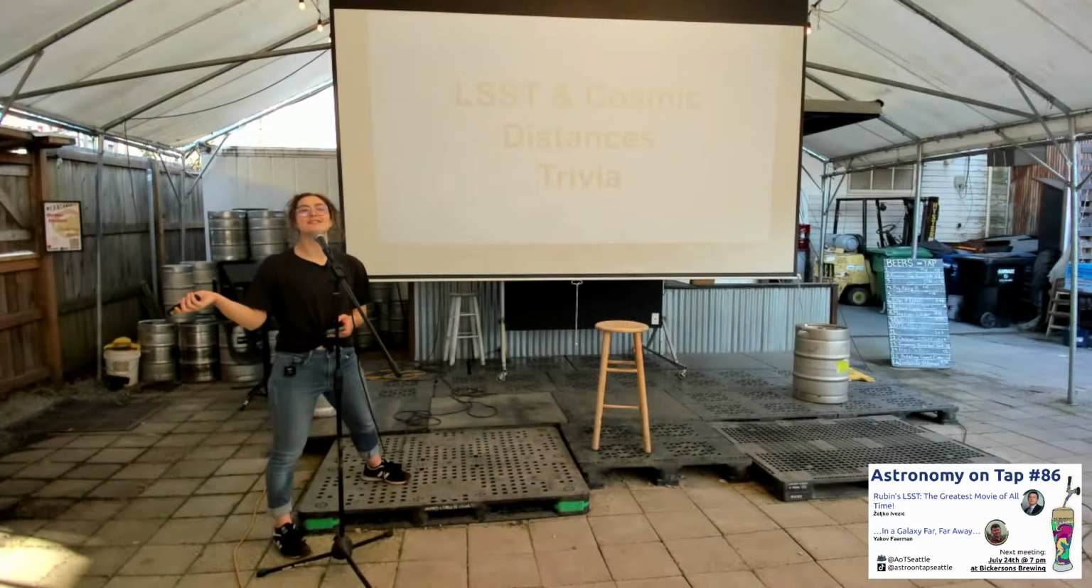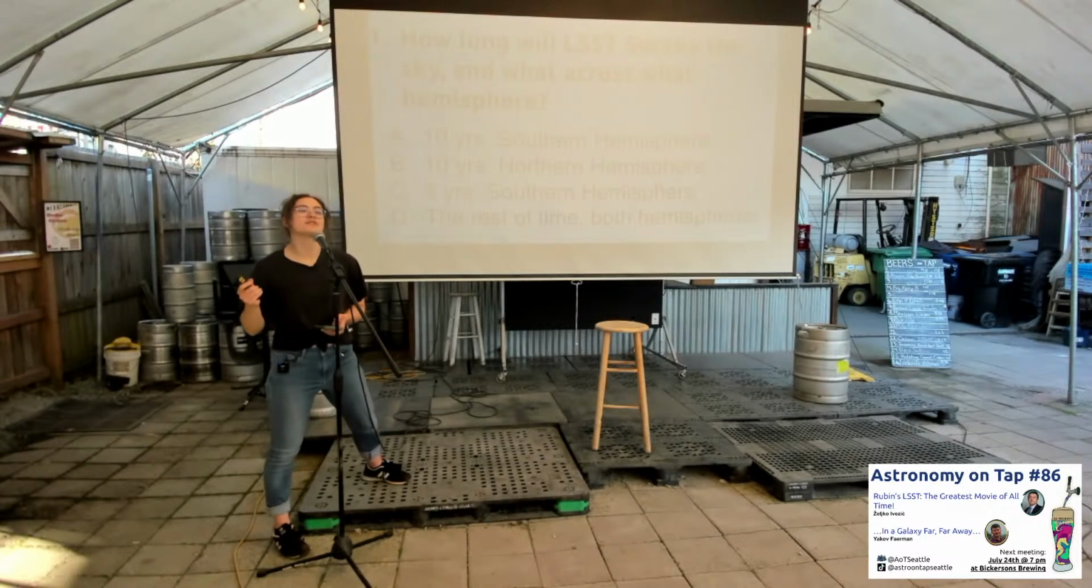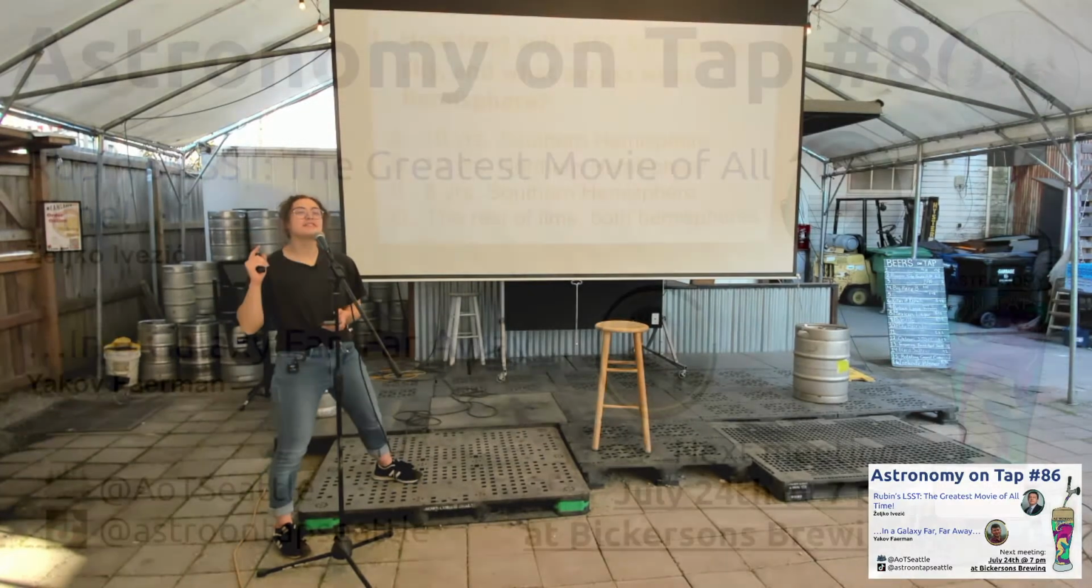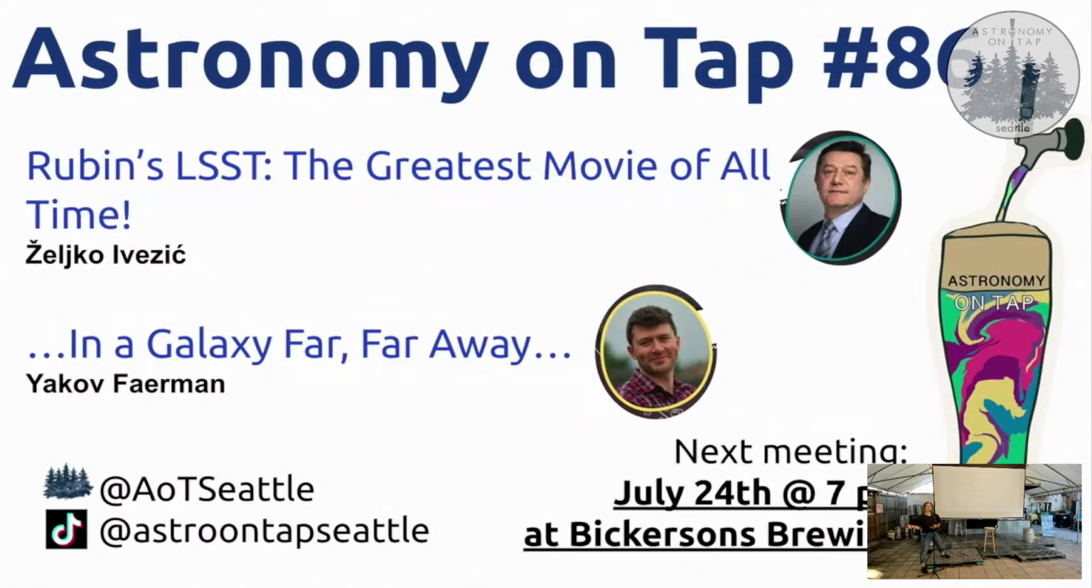It says LSST and cosmic distances trivia. Question 1. How long will LSST survey the sky and across what hemisphere? Answer A is 10 years, and it will survey the southern hemisphere. B is 10 years, but it will survey the northern hemisphere. C is 5 years, but it will survey the southern hemisphere. And D is the rest of time across both hemispheres.